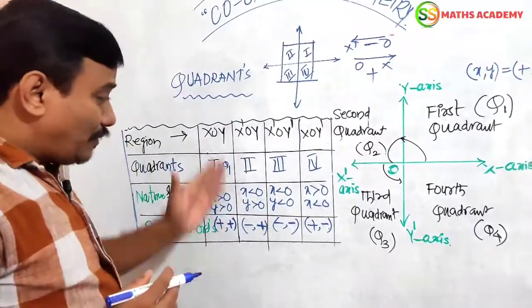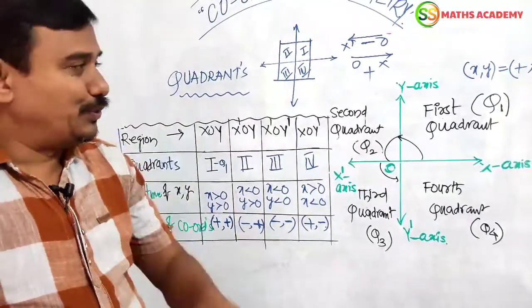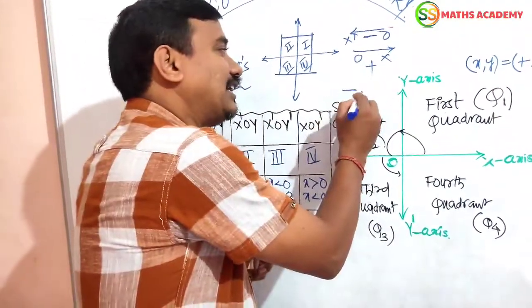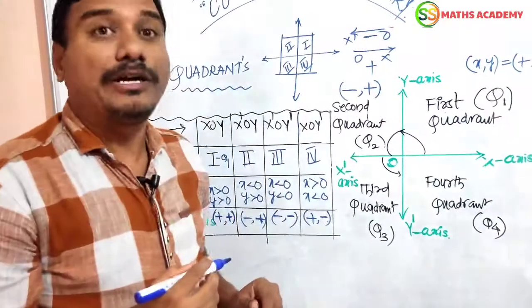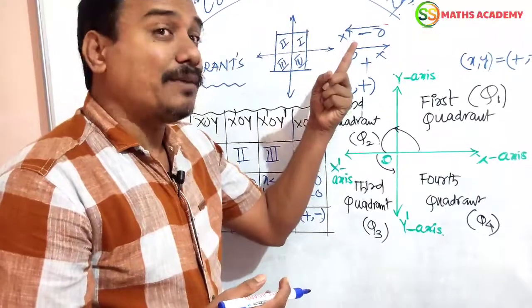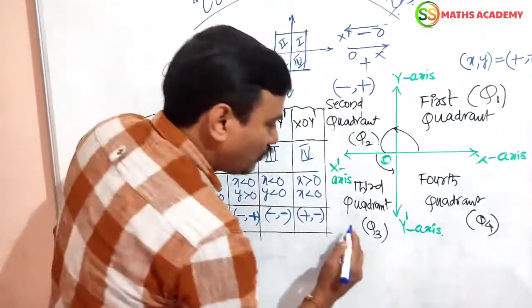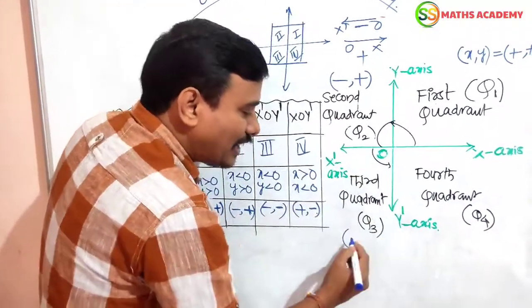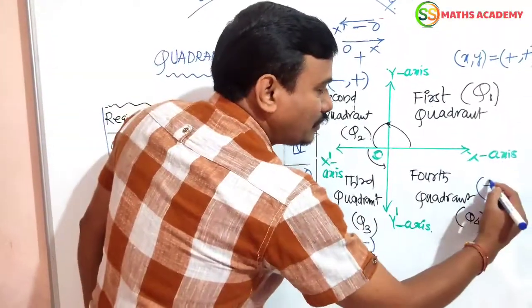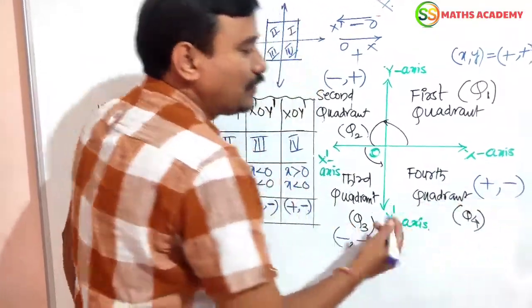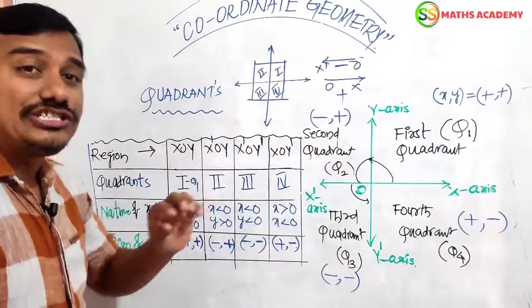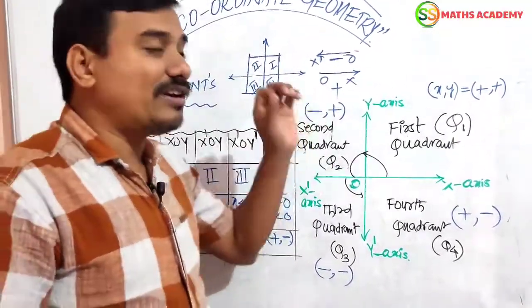Thus from this table, you get the idea: in the first quadrant both are positive numbers only. In the second quadrant x is negative, y is positive, because OX' left side is negative and OY upper part is positive. In the third quadrant, both OX' and OY' mean both are negative signs. In the fourth quadrant, x is right side means positive, y is downside is negative. So these are the natures and signs of each and every quadrant.